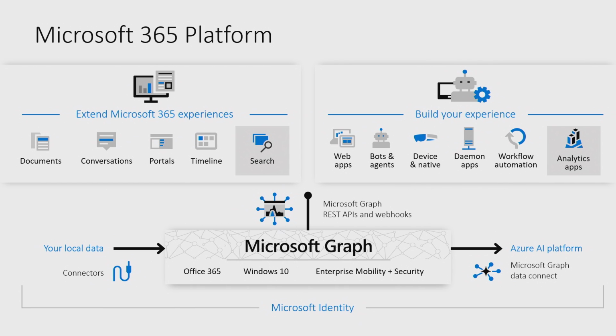So I'll say Microsoft Graph has 3 ways that developers can interact with it. The first one is, as I just mentioned, a REST API, right, that allows you to basically, using HTTP requests, interact with all of the data that is part of Microsoft 365.